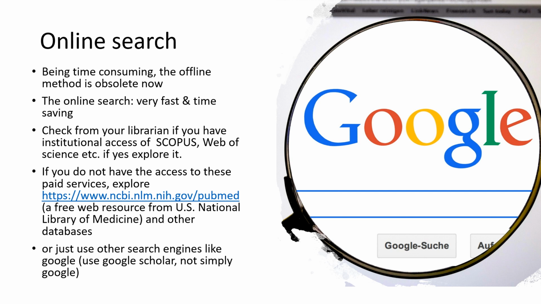Check with your librarian if you have institutional access to the major databases like Scopus, Web of Science, etc. If yes, explore it. If you do not have access to these paid services, explore PubMed. We will discuss it later. But it is exclusively for the biomedical sciences and allied sciences. Or just use other search engines like Google, and use Google Scholar, not simply Google. We will discuss it also.